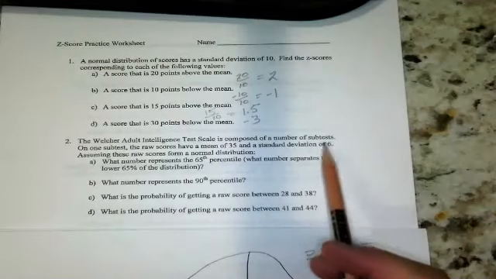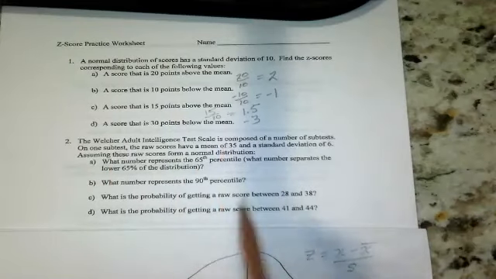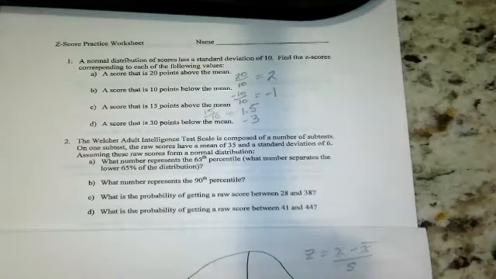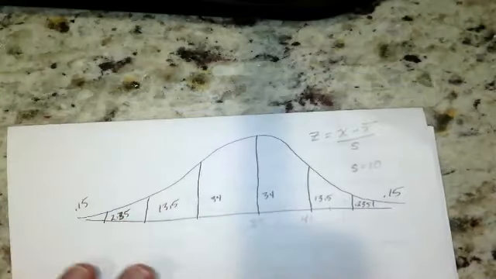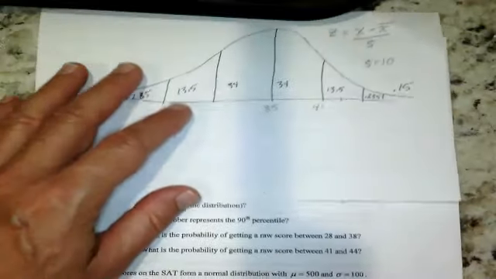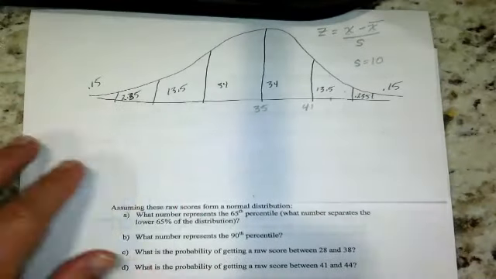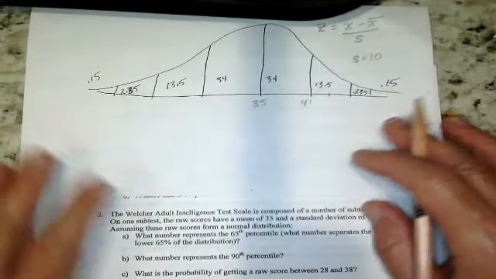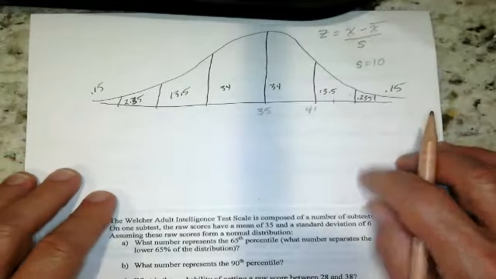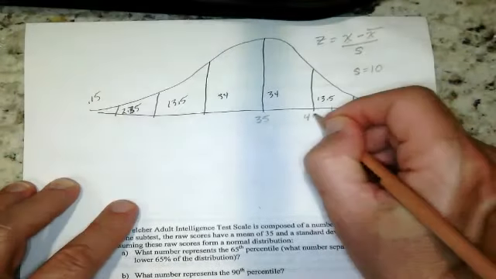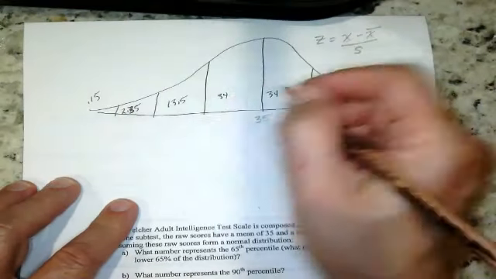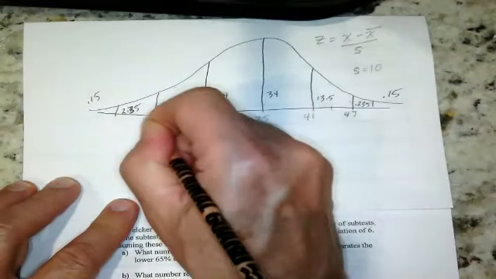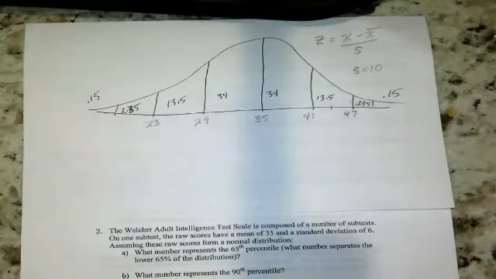So it's composed of a number of subsets. One of the subsets, the raw score mean of 35. So this is 35. Standard deviation of 6. So I'm going to throw some numbers in here real quick. Okay, so it says a raw score of 35 with a standard deviation of 6. So that's 41. This would be 47. 6 from this makes that 29. Makes this number 23. We're just going to start right there for right now.